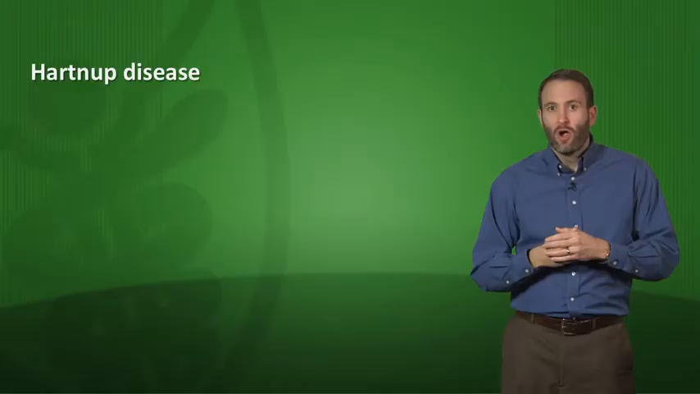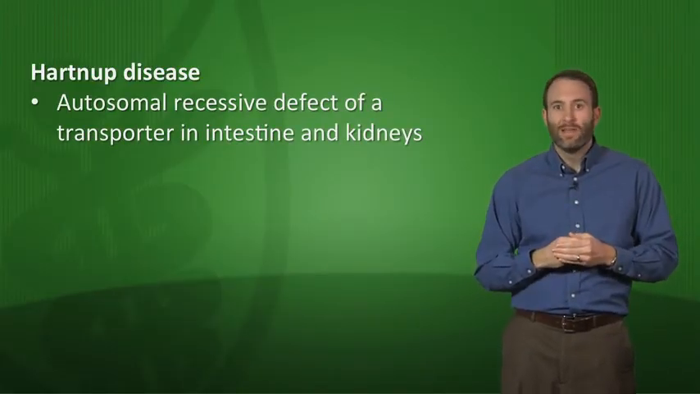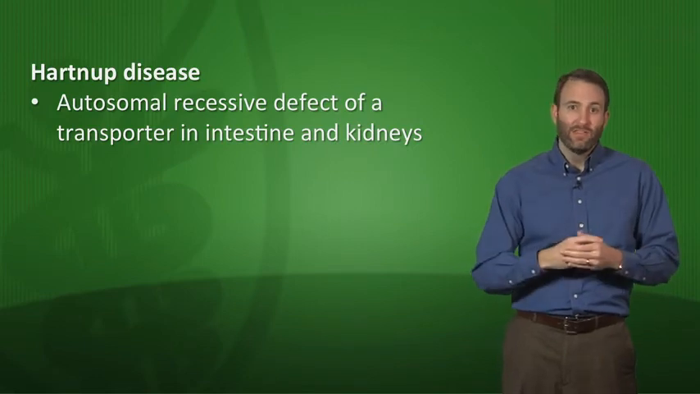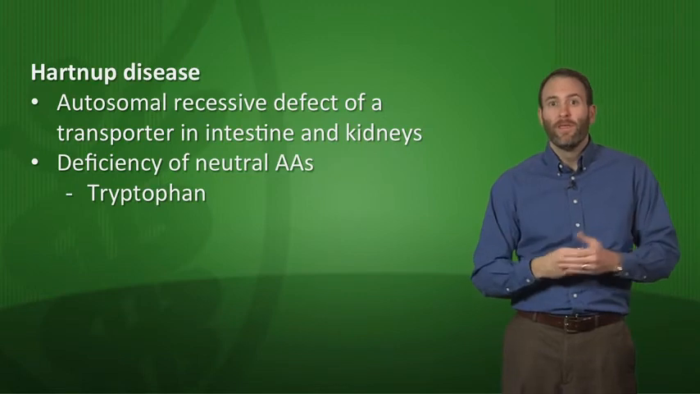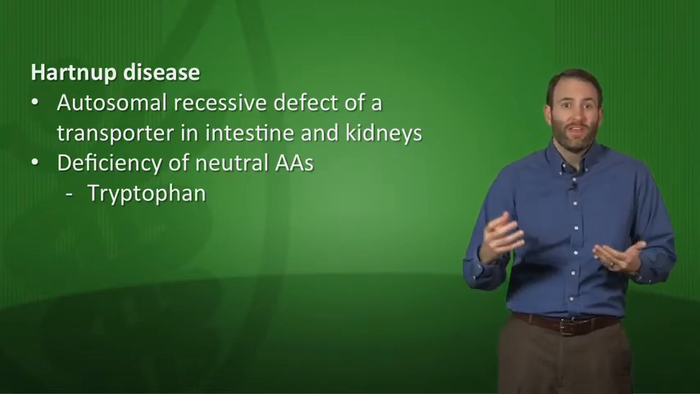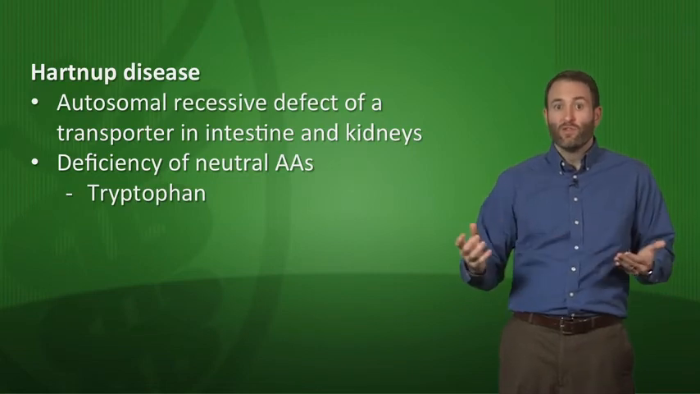And then the last disorder we're going to talk about is Hartnup disease. Hartnup disease is an autosomal recessive defect of a transporter in the intestine and in the kidneys, and it's supposed to be transporting neutral amino acids like tryptophan. And this is going to cause tryptophan to be excreted into the urine and not be absorbed in the gut. So what happens when you don't have tryptophan?